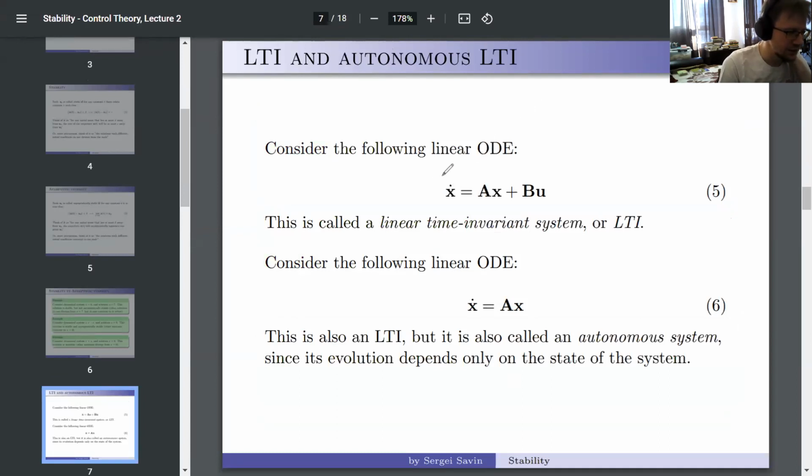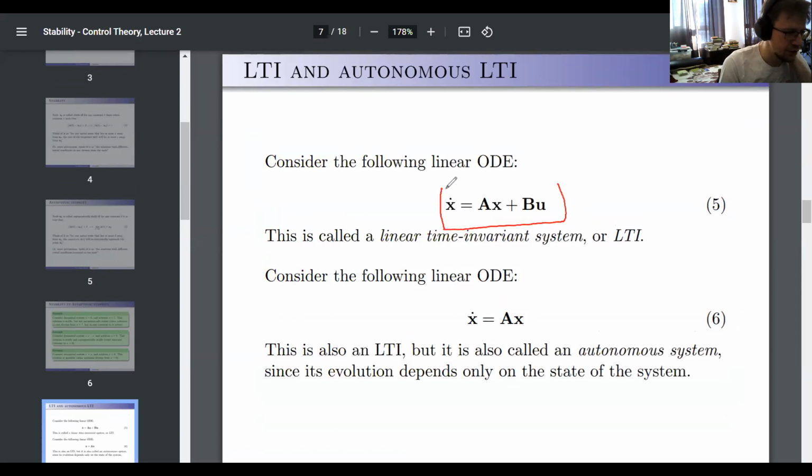First, let's consider this expression here. This expression is an ordinary differential equation with external input. This external input, we will discuss it later in the class, but I just wanted to write it here so you would see it for the first time. But this is going to be something we use all the time, right? This form with external input. We call it linear time invariant system, or LTI.